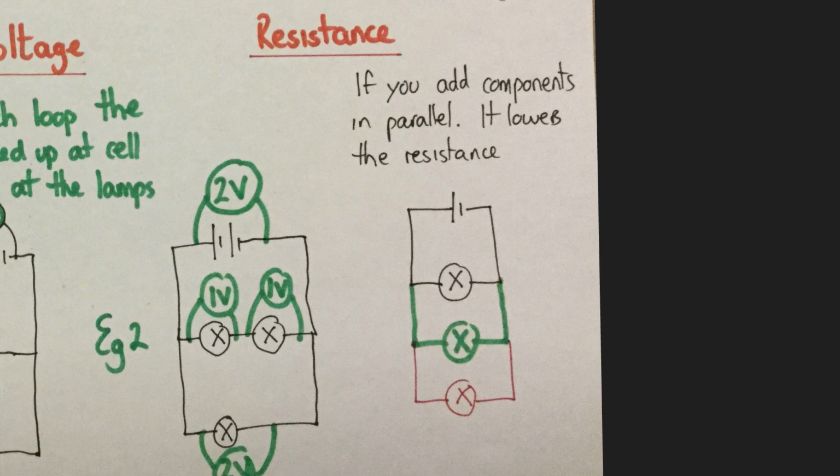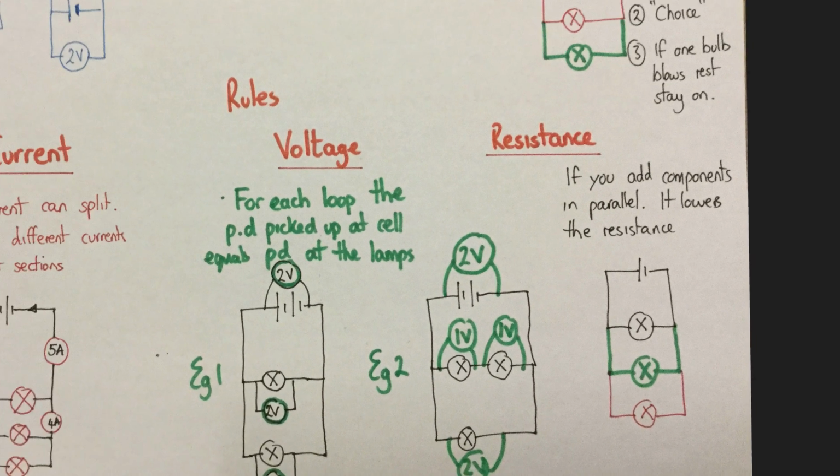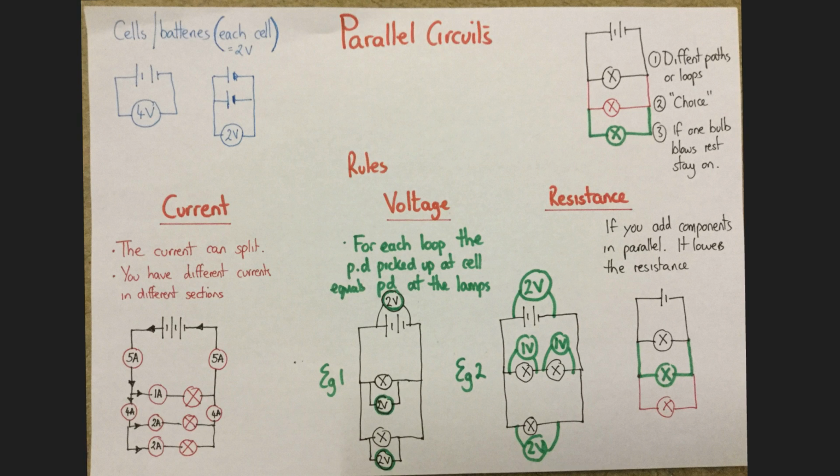Resistance is a bit more complicated. We don't really need to go into equations for this, but in resistance, basically the more lamps you add, the easier it is for electricity to get through, bizarrely. That's different from series. In series, when you put lamps in series, it gets progressively harder and harder for the electrons to go through. Actually, when you connect them in parallel, it becomes easier for the electricity to come through. And that is parallel circuits.